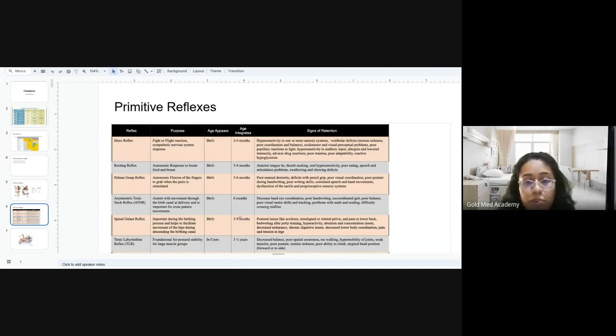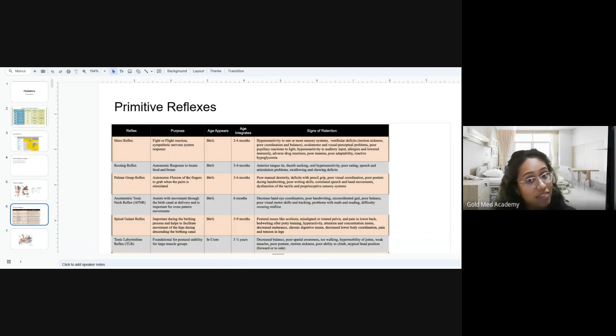If you see on here, pretty much by about the 6 to 9 month mark, most of these reflexes are gone. Now, the reason we have these reflexes is to help us survive in our most vulnerable periods, when we're dependent on our caregiver to take care of us. So it should be gone. It should be integrated.